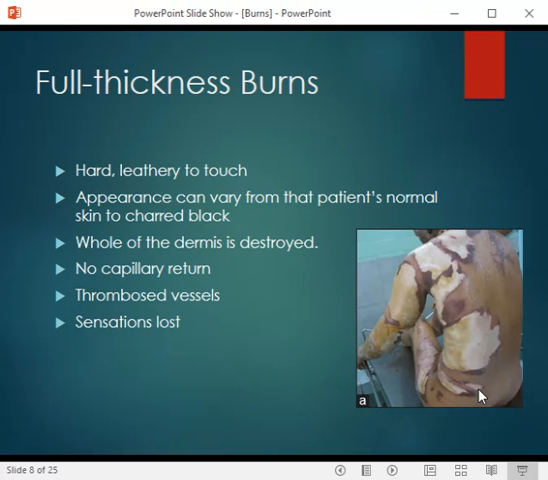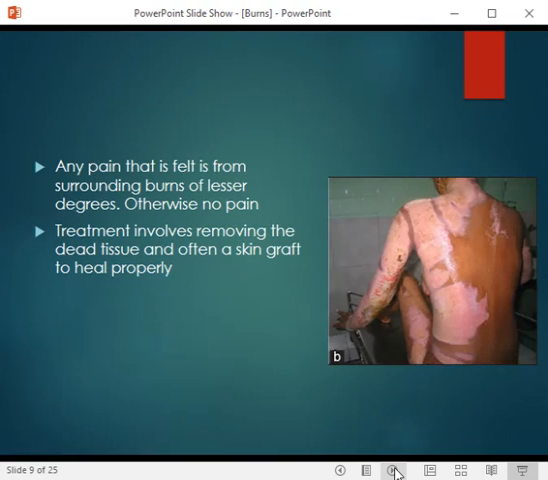As you can see in this picture, this black area isn't normal skin, this is also burnt, and this white area is also burnt. This is a deep burn involving almost the whole of this patient's body. These types of burns will require treatment. As the nerve endings are also destroyed, there is no pain.